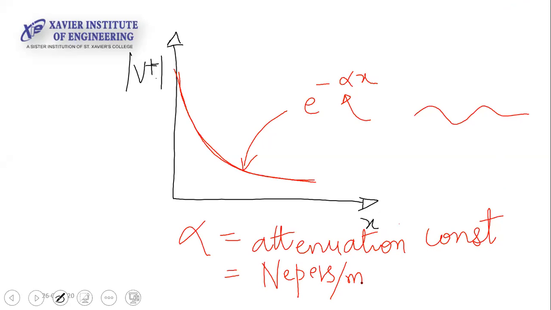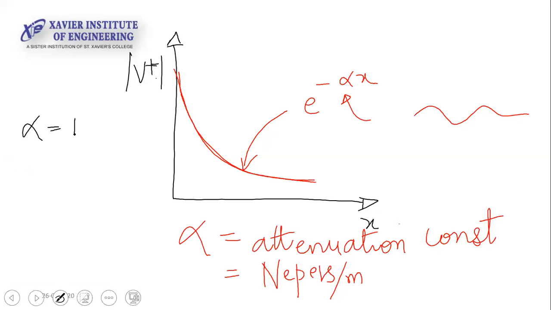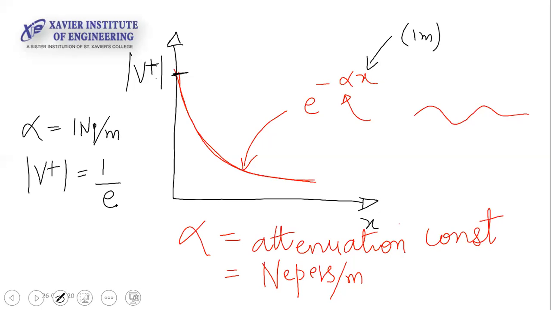My understanding is that if somebody tells me that alpha is 1 Neper per meter, I will tell them that the V positive, or the maximum voltage, calculated for a distance of, say, 1 meter, so I put x equal to 1 meter, will reduce by 1 by e, because the exponent becomes -1. Alpha is 1 and x is 1, so at a distance of 1 meter my V plus will reduce by a factor of 1 by e.